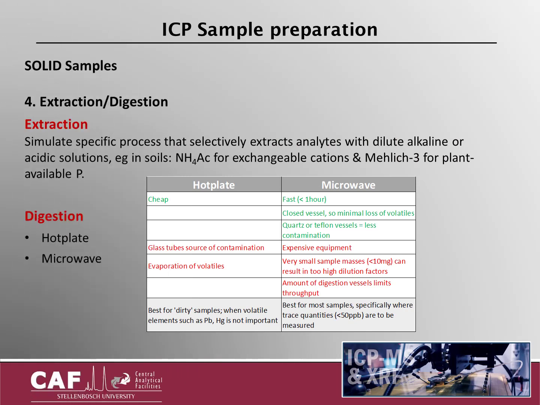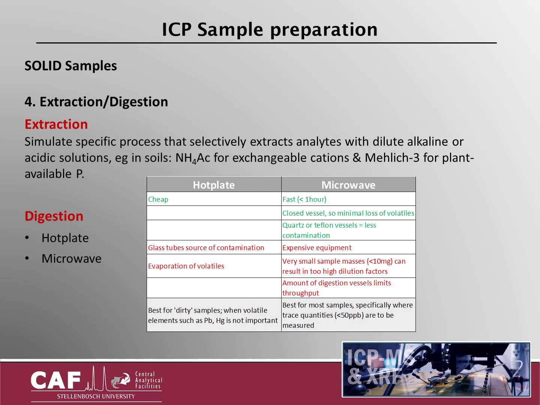Once you have prepared your samples to the right size fraction according to the purpose of your study, the analytes of interest can now be extracted with dilute alkaline or acidic solutions. For example, in soils, ammonium acetate is used for exchangeable cations, and you've got a Mehlich-3 solution for plant available phosphorus.